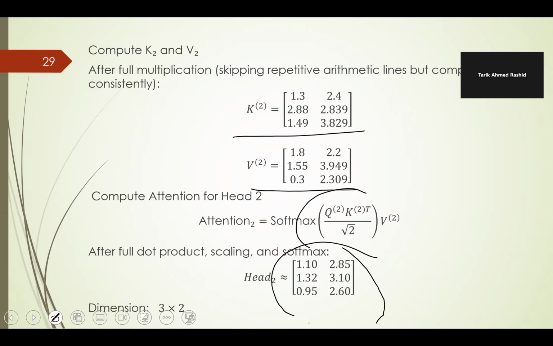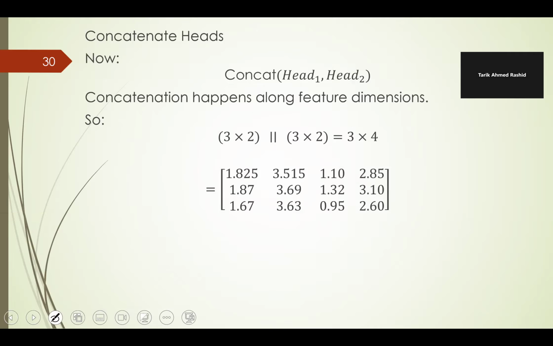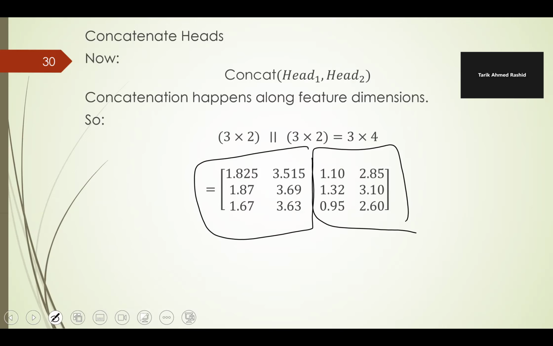Now we need to concatenate them. So that's head 1 that we found, and that's head 2 that we found. So we just concatenate them. We cannot average them because if you average them, we lose some information. We need different information. Head 1 might represent semantic, head 2 might represent syntactic, head 3 might represent other aspects of the grammar or semantic meaning.